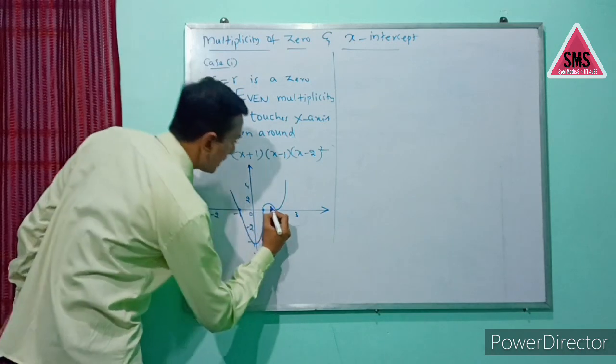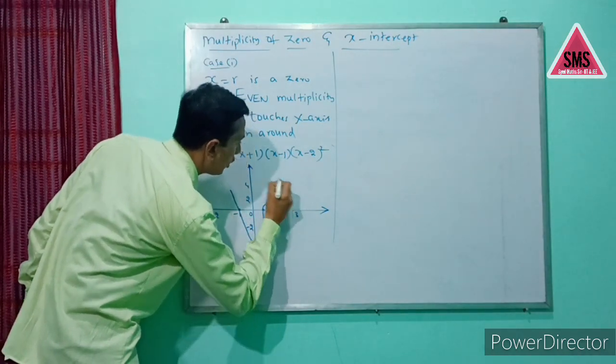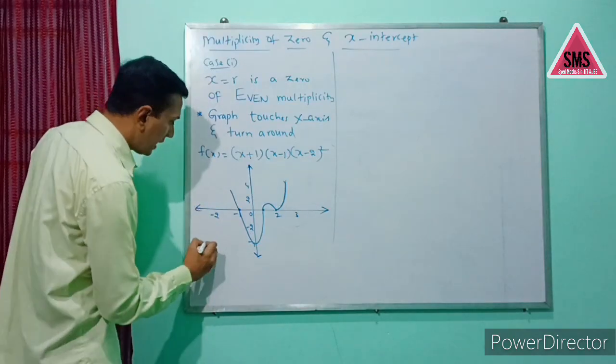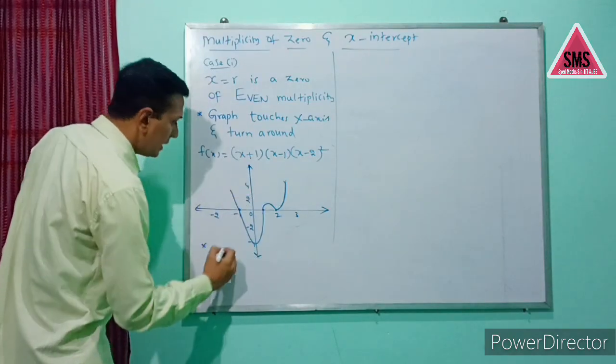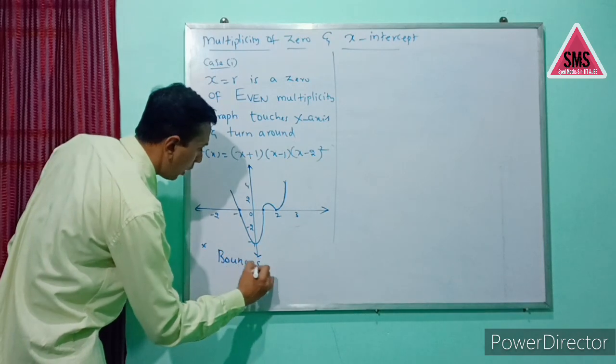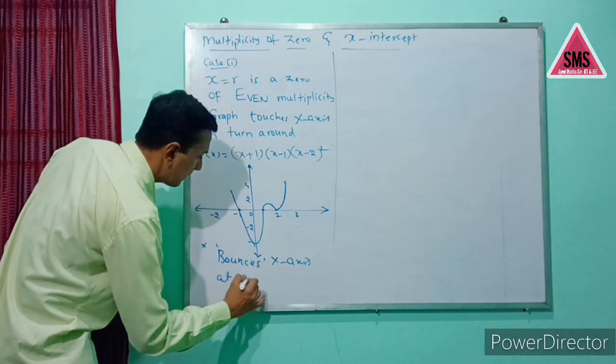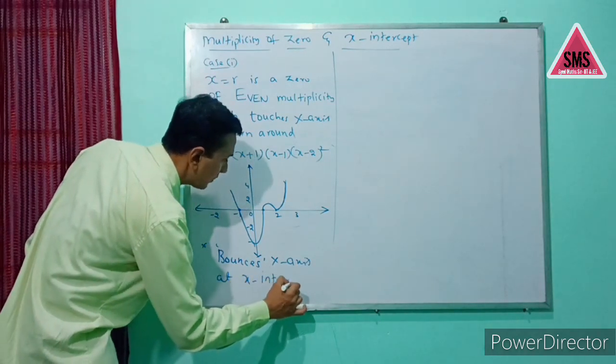So this is the nature of the graph. It is touching the x-axis and turning around. In other words, we can say that it is bouncing off the x-axis. It bounces at the x-intercept.